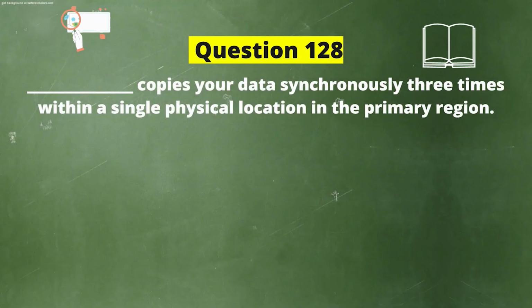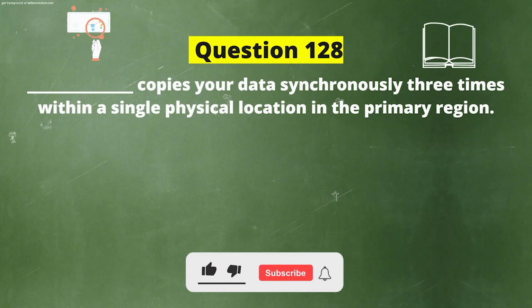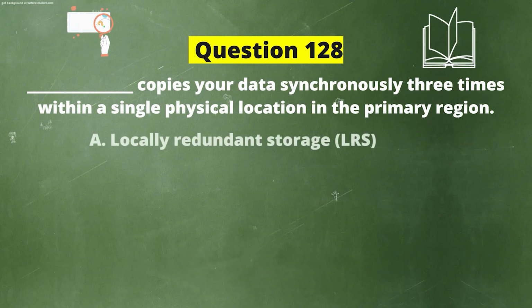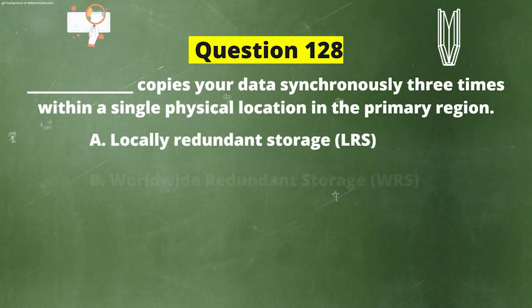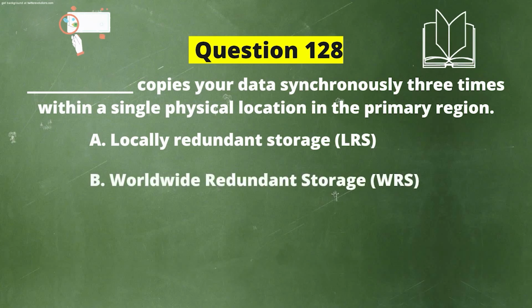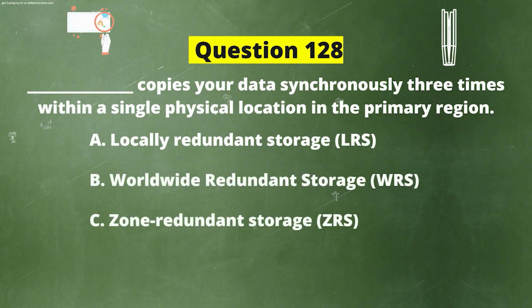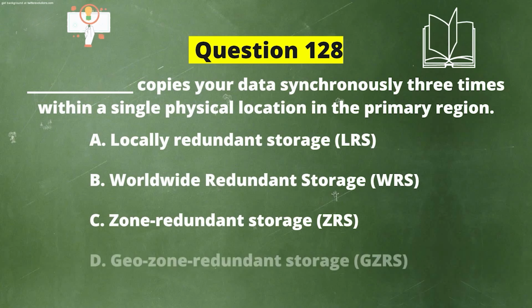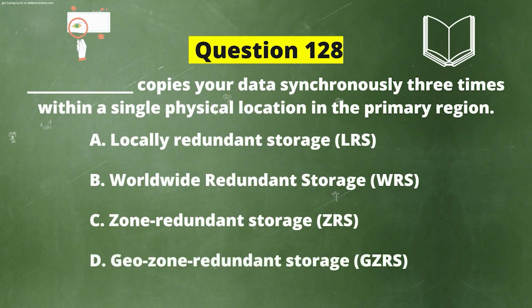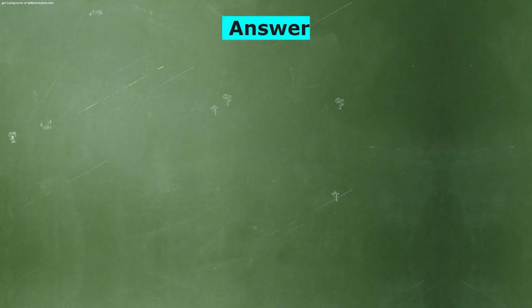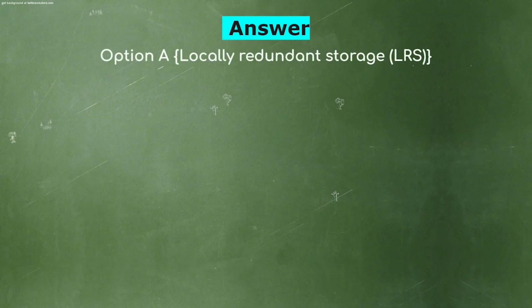Next question. Dash copies your data synchronously 3 times within a single physical location in the primary region. Option A, locally redundant storage. Option B, worldwide redundant storage. Option C, zone redundant storage. Option D, geo-zone redundant storage. And the correct answer is option A, locally redundant storage, LRS.